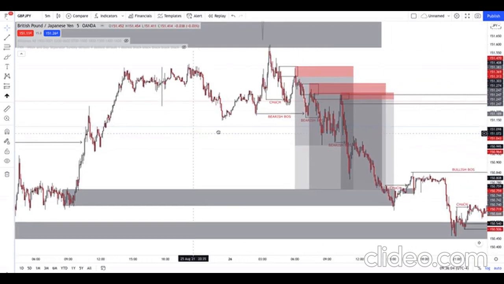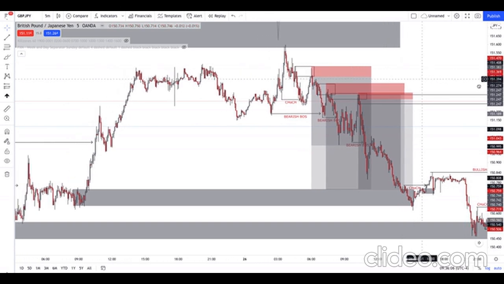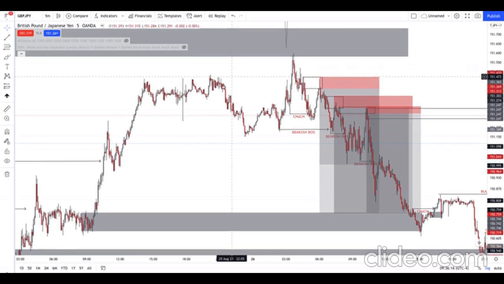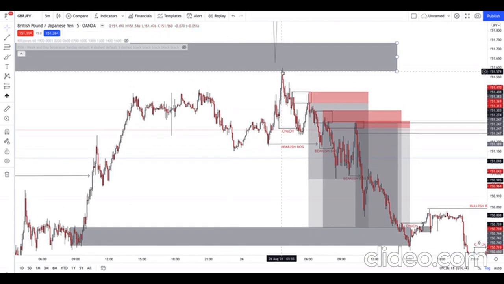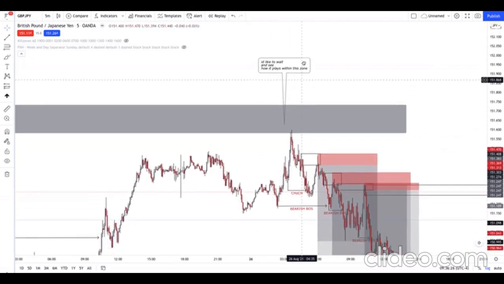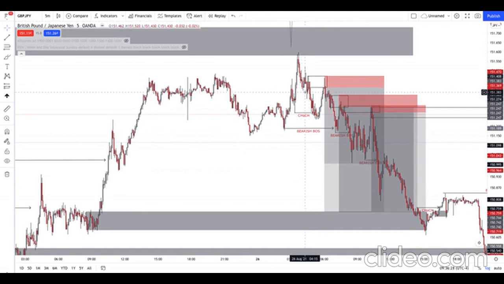Alright, sweet. So, remember guys, to be able to stack positions correctly, you have to make sure you're able to identify the changes of character and the breaks of structure in the markets. So, once price tapped into this 30-minute supply zone, we didn't take a sell straight away. I'd like to wait and see how price plays within the zone. So once we got that reaction, we wait for a change of character.